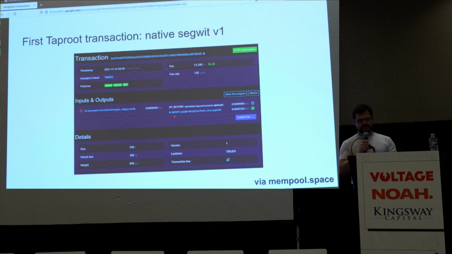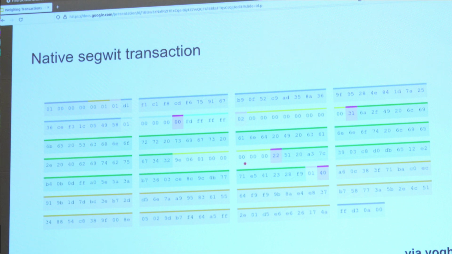So let's look at the serialization of that. Looks very much like our previous example, except that we have a lot more orange in here. And all the orange here is the witness bytes, and we will look at them a little more in detail. And you will see that there are also a few other differences.